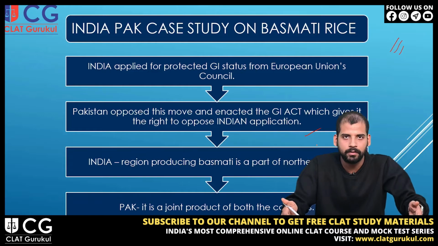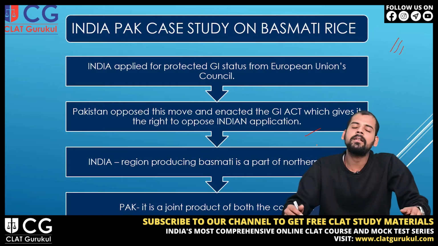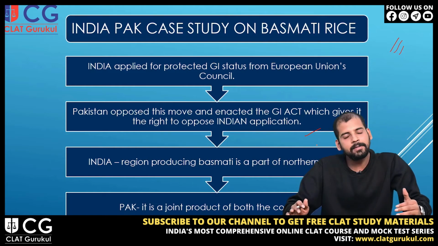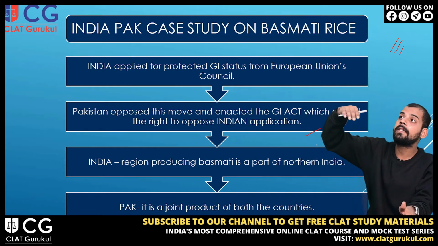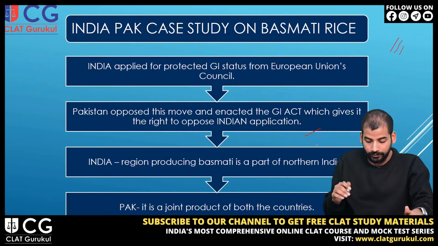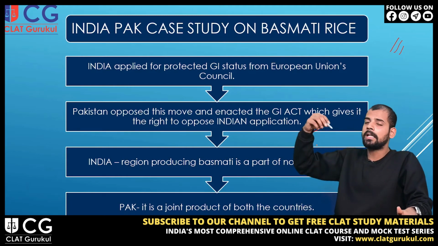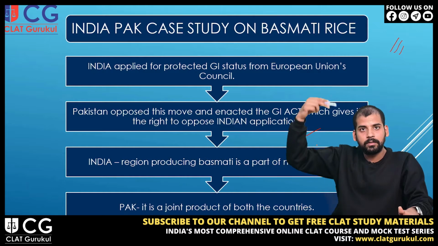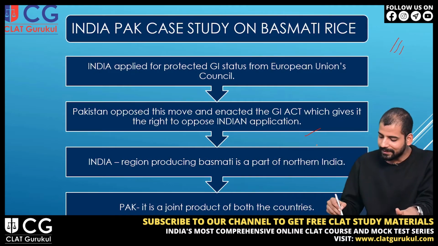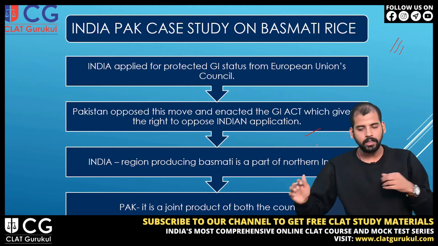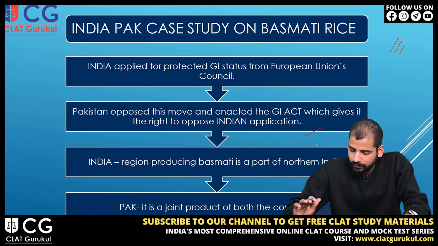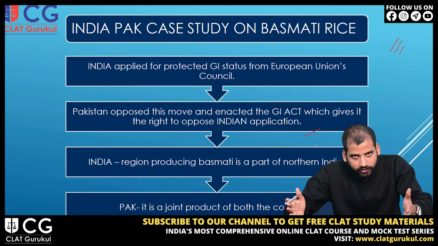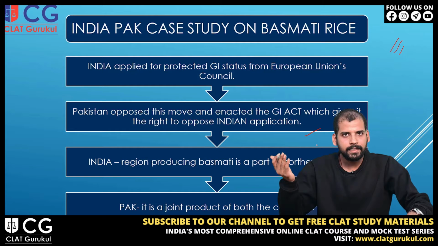Both the countries have an argument with regard to this. Now India said that the region producing basmati rice is a part of northern India. Northern India means Uttarakhand, Jammu Kashmir, those in the uppermost portion of the map of India. Now Pakistan said that it is a joint product of both the countries. The case is not finalized yet, but we are expecting that both the countries will get this shared aspect. So this was the case study.